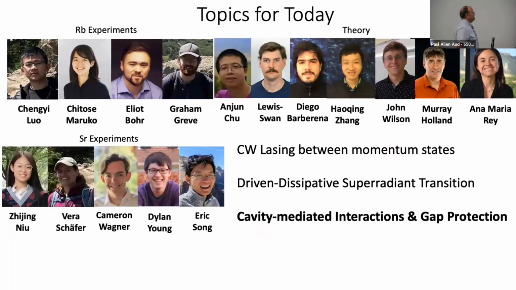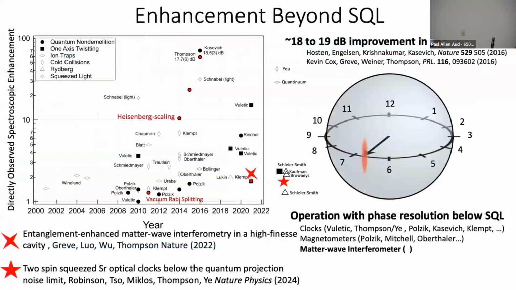Okay. So the last topic, which is going to be the broadest, is cavity-mediated interactions and gap protection. All right. So I'm here to wave the flag that Monica did, which is that it turns out these cavities are pretty darn good at generating entanglement, and entanglement as a resource for quantum sensors.